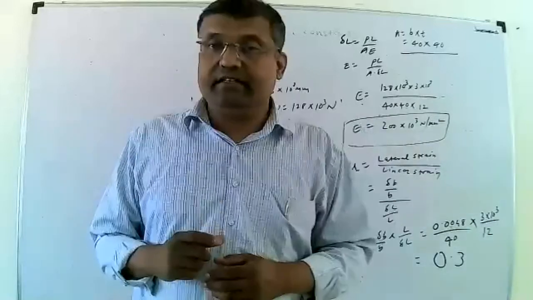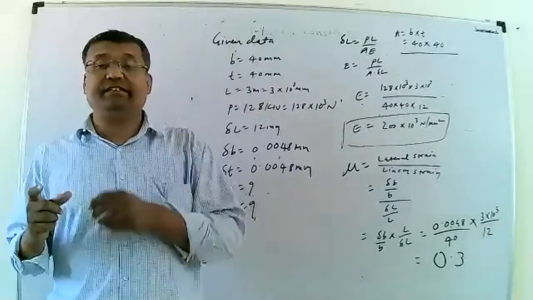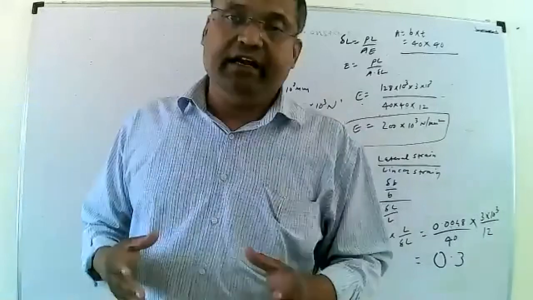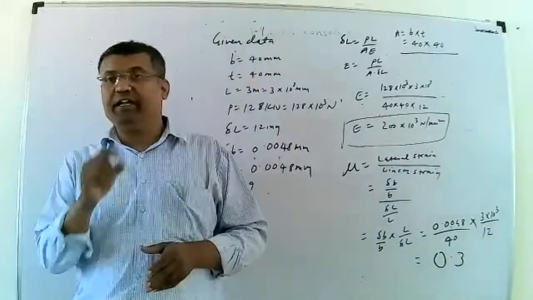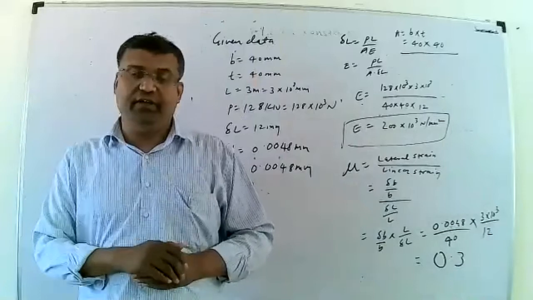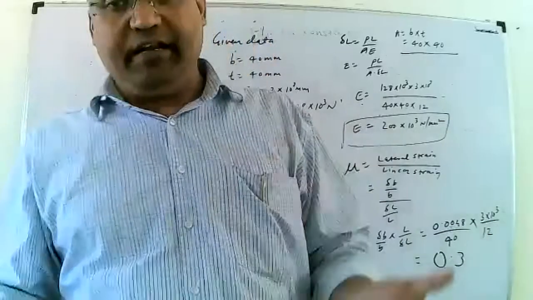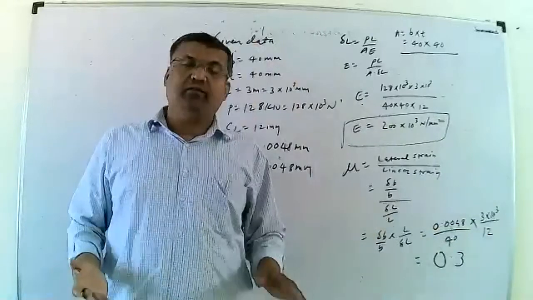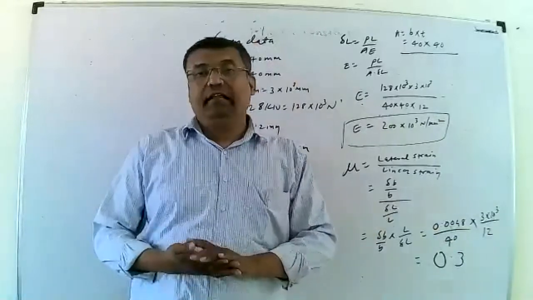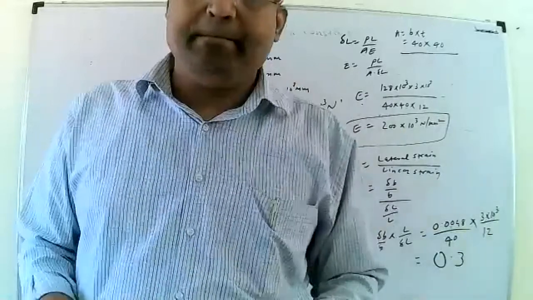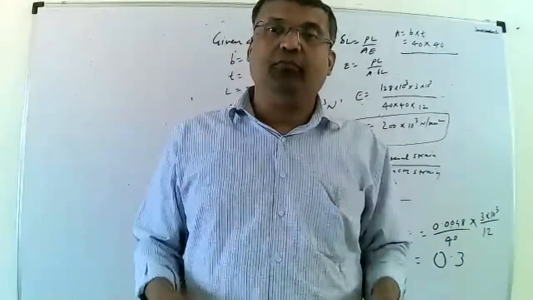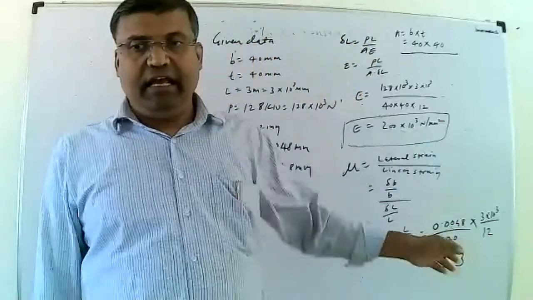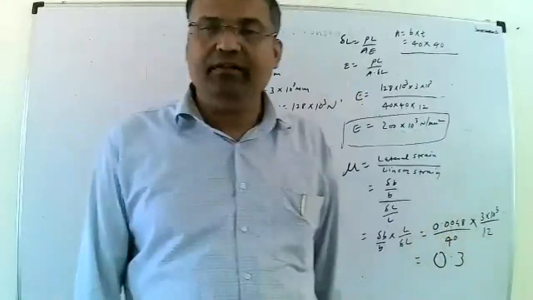Then for lateral strain for rectangular section, delta B upon B, that is equal to delta T upon T. We take any one, either delta B upon B or delta T upon T, because for the rectangular section, the lateral strain delta B upon B is equal to delta T upon T. Okay. Then in this way we can calculate E and mu. This is a very simple way.